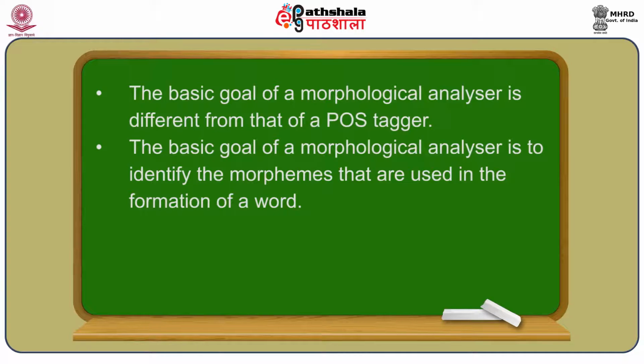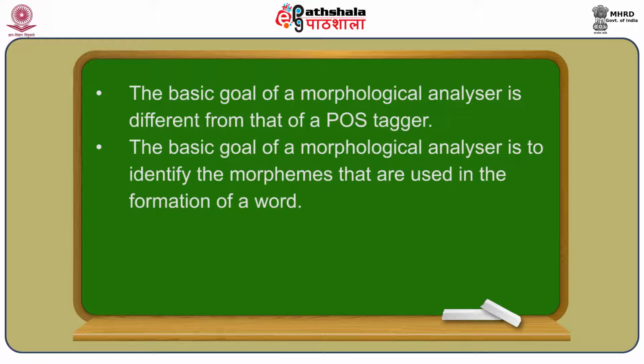Here I would like to discuss the conceptual difference between morphological analysis and parts of speech tagging. What we have noted in many situations is that we have mixed up the two. We thought that morphological analysis is perhaps the same as parts of speech tagging. No, they are two different things. How are they different? The basic goal of a morphological analyzer is different from that of a parts of speech tagger. Maybe there is some overlap between the two with regard to information. The basic goal of a morphological analyzer is to identify the morphemes that are used in the formation of the word.